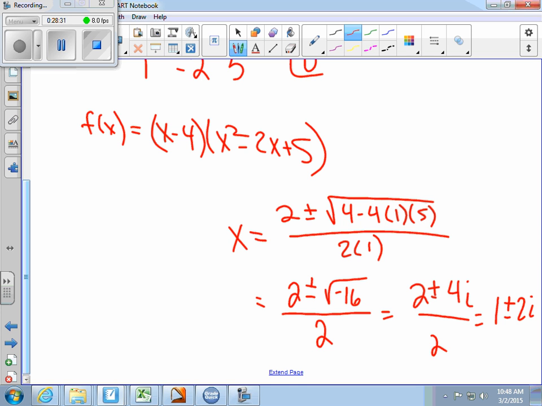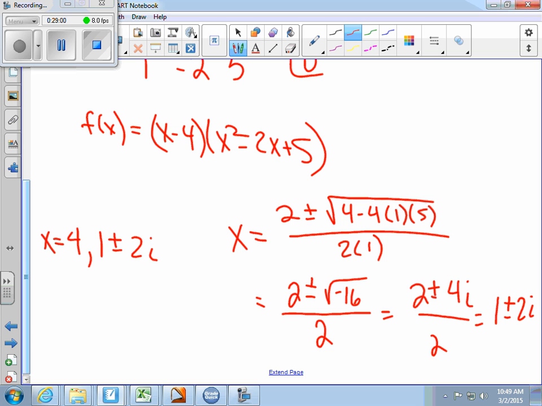Or if it took you longer to do quad 3 than it took me to do the quadratic formula, you could just do the quadratic formula. Is quad 3 in the program? Got it. So these zeros are 4 and 1 plus or minus 2i. 1 plus 2i and 1 minus 2i.